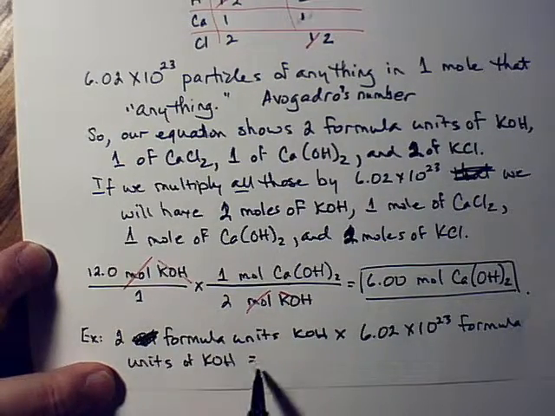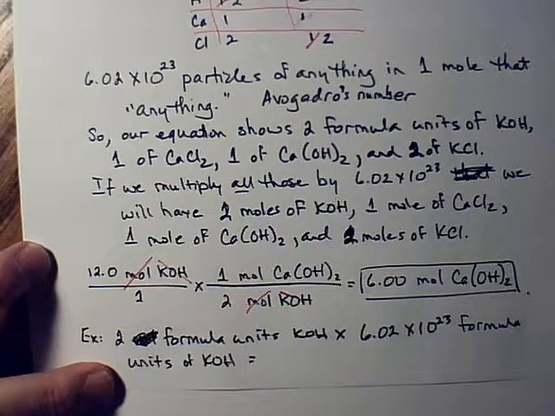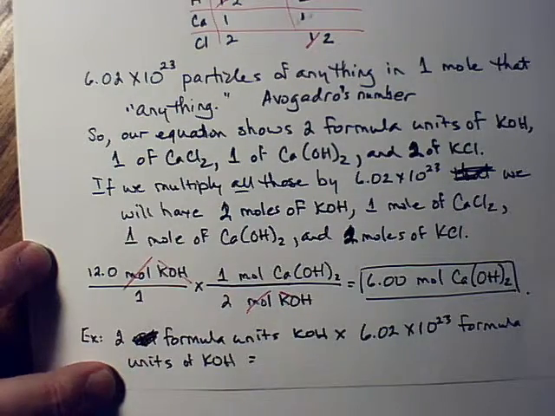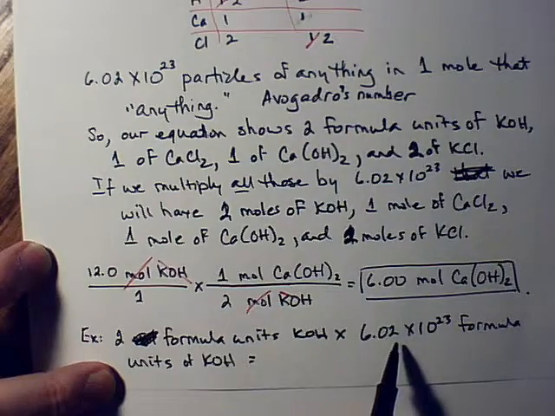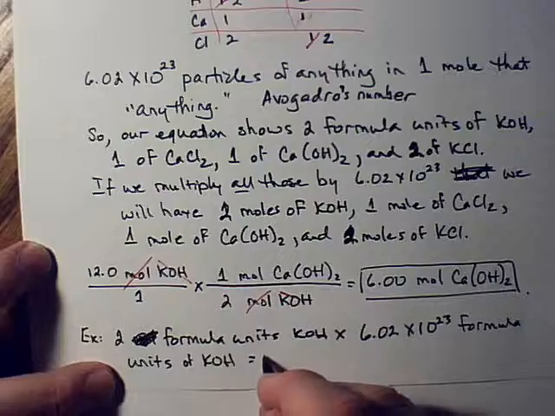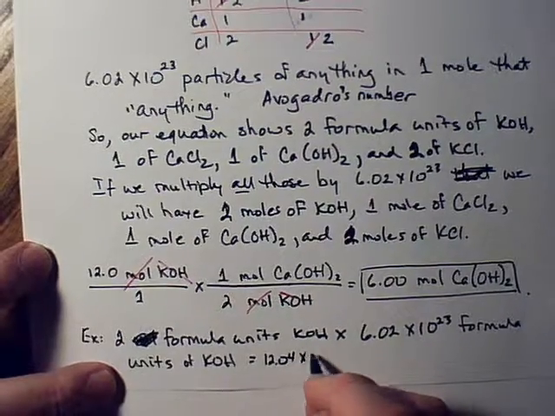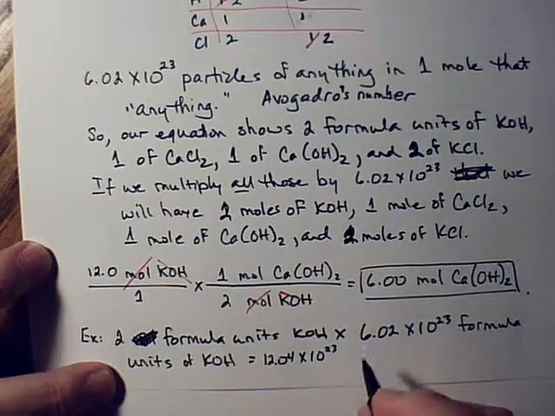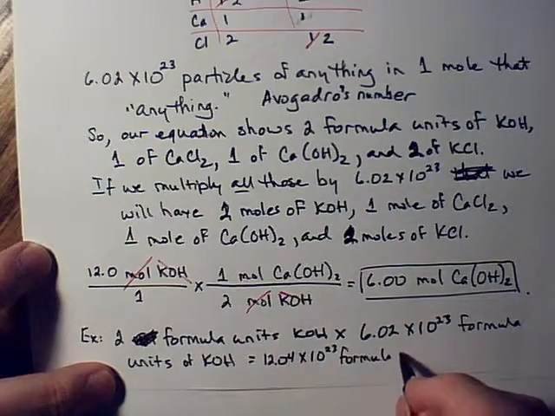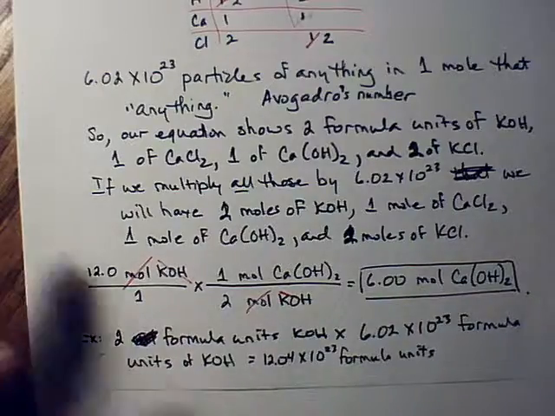How many formula units of KOH am I going to have? You have 2 right now. Right, but how many formula units am I going to have when I do this multiplication? A lot. 12.04 times 10 to the 23rd. Is that right? All right, 12.04 times 10 to the 23rd power formula units.